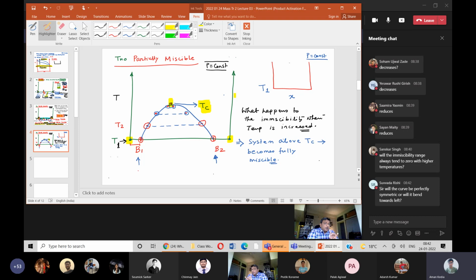The tie lines will always be horizontal here. Tie lines will be horizontal. There is no reason for it to bend. Tie lines will not bend. Why? You should answer, not me.